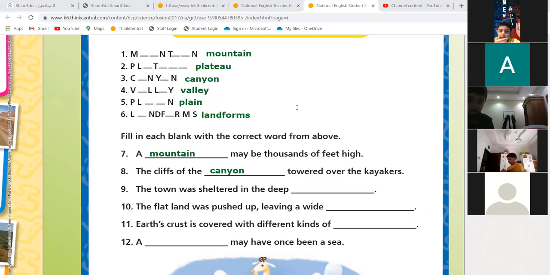The town was sheltered in the deep. Mutawakkil.